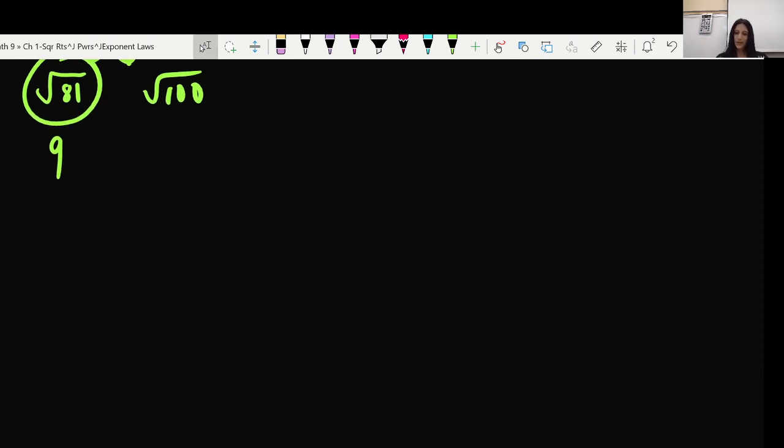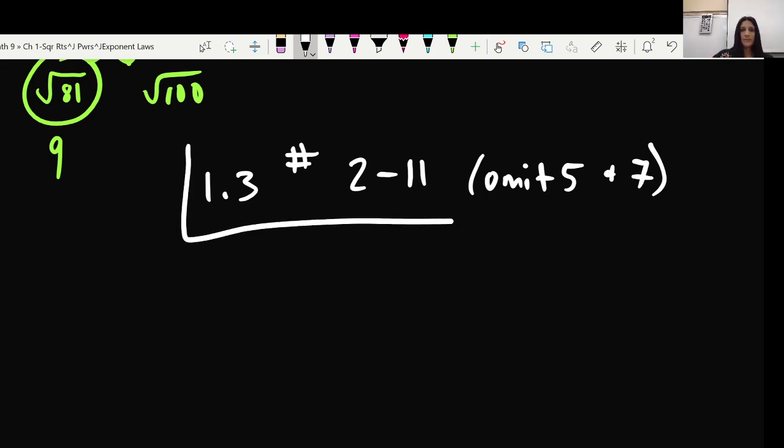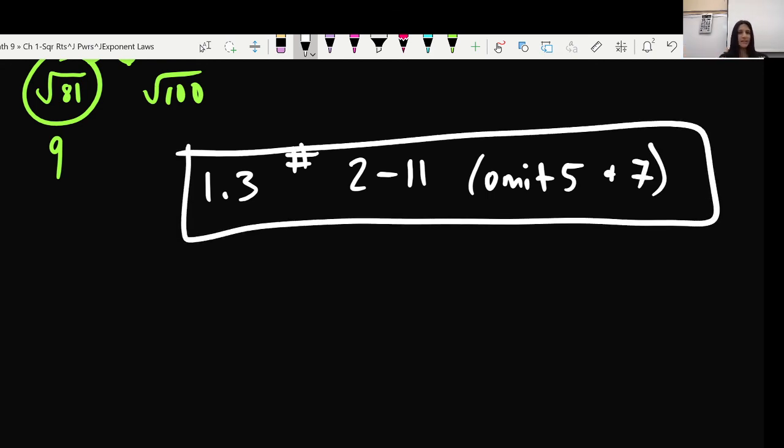Okay, so your homework for this page, or your assignment for 1.3, is numbers 2 to 11, but I want you to omit or not do 5 and 7. So I hope you found that useful.